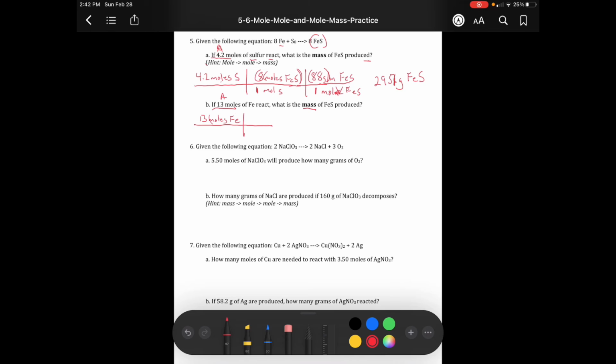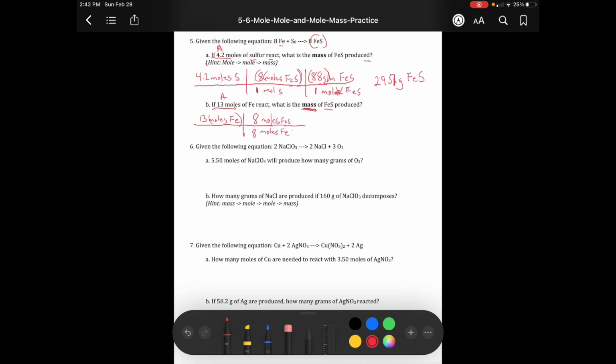We have moles of Fe on the top, so we need moles Fe on the bottom. And then what are we going to use for the moles? We're going to use our coefficients. Fe is going to have an 8 right there. Now we have been asked to find FeS, so we're going to use that coefficient. That's going to be 8 as well. 8 moles.